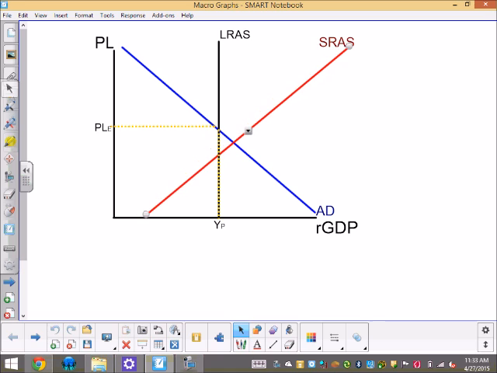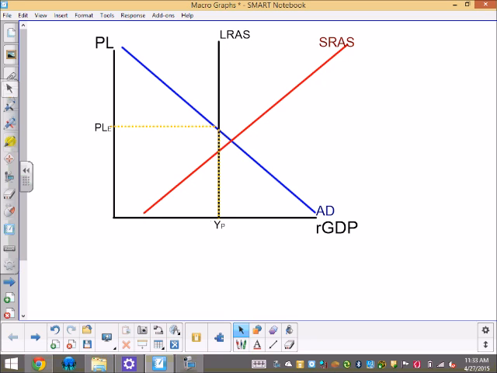So if we had a big supply shift like this, we know that that would increase employment, so unemployment would decrease. As unemployment decreases, wages would start to increase, and an increase in wages causes short-run aggregate supply to do what? Move back until we get to our long-run aggregate supply.